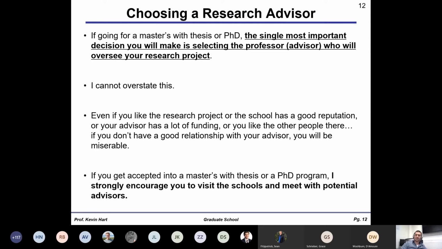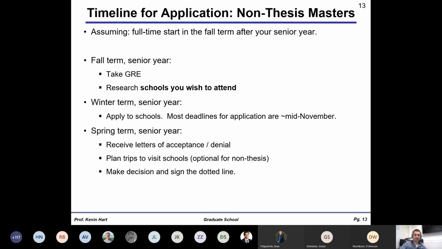There you go. If you're going to get a master's with a thesis or a PhD, got to meet with professors that are going to sponsor you. All right. Timeline for applications. Here they are. I lay them out for all three options, the non-thesis masters, the thesis masters, and the PhD. You can sort of look through these as you want. We're kind of running out of time here.